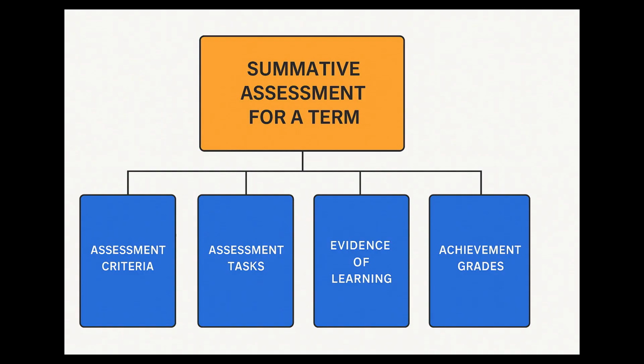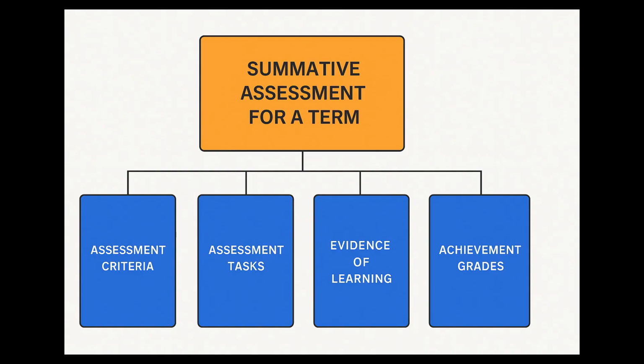The final component is achievement grades. After evaluating the evidence of learning, teachers assign achievement levels or grades that reflect the degree to which each student has met the assessment criteria. These grades are typically categorized into levels such as excellent, good, satisfactory, or needs improvement, or represented numerically. The grading process must be consistent, objective, and transparent, ensuring that all learners are treated fairly.